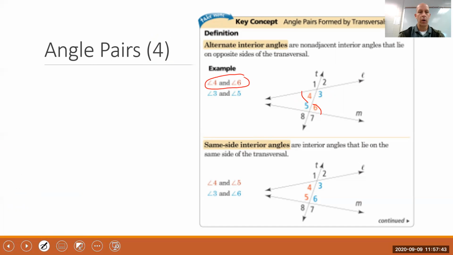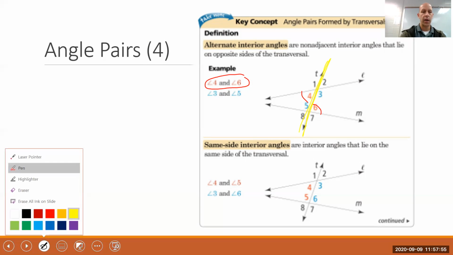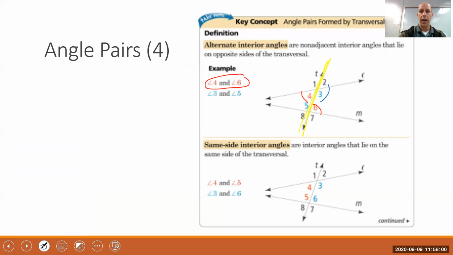The reason they're called alternate interior angles is, first of all, they are on the interior. Well, that's no big surprise, we already talked about what the interior is. And they are on alternate sides of the transversal. Another example here of alternate interior angles would be angles 3 and 5.